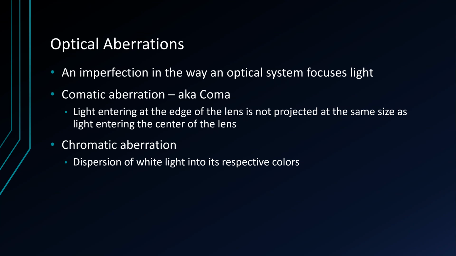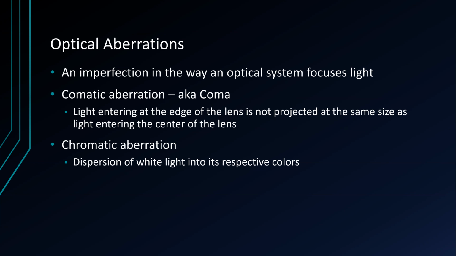So we've talked briefly about two different aberrations. We're going to dive a little bit more into those here as a segue. These are just imperfections in the way your telescope or camera lens will focus light on your eye or the sensor. The two types that will crop up most often in conversations for both visual observers and imaging observers are coma and chromatic aberration.